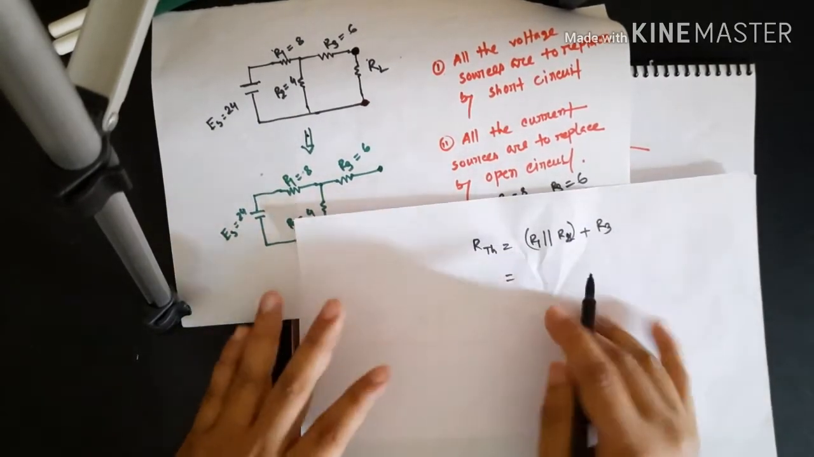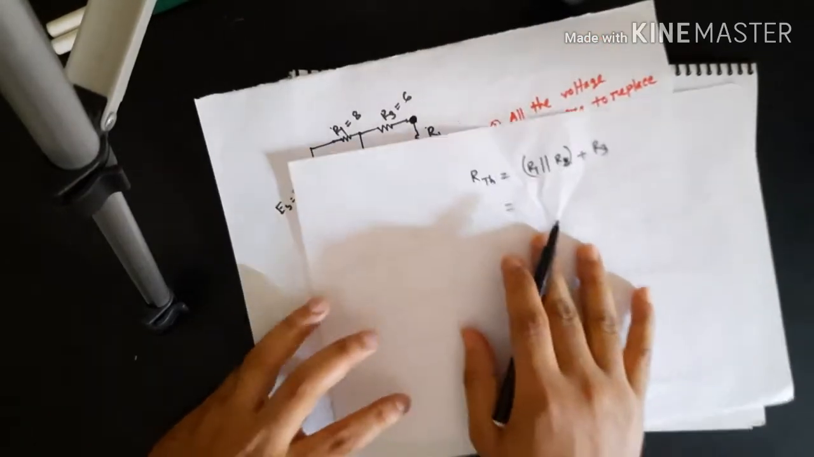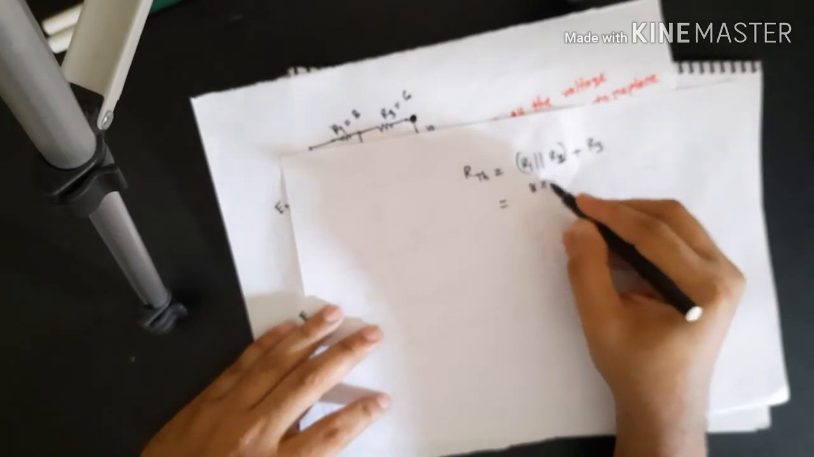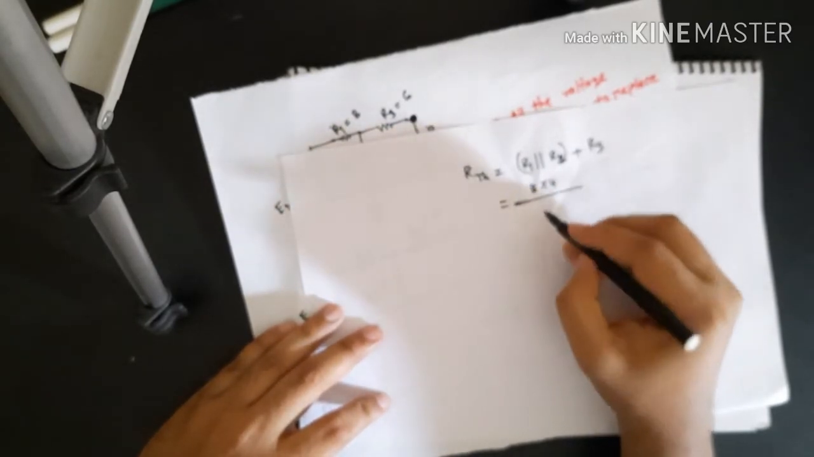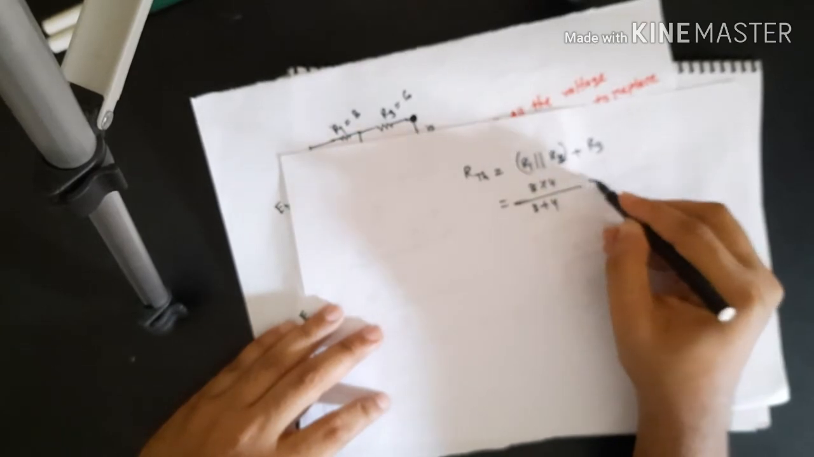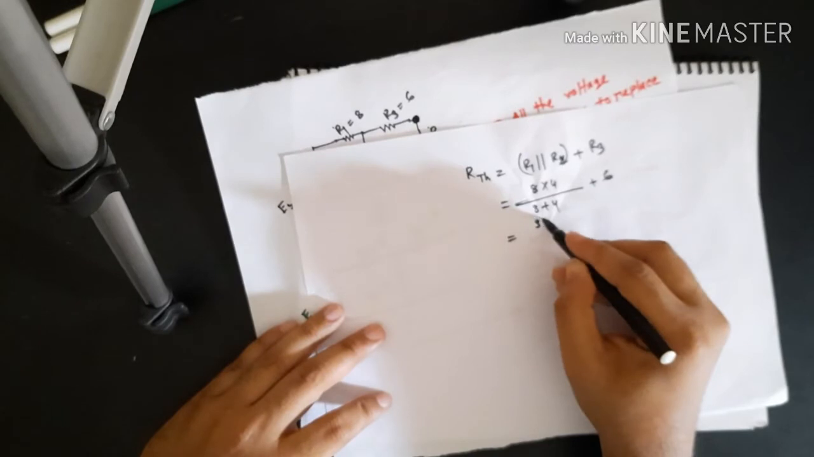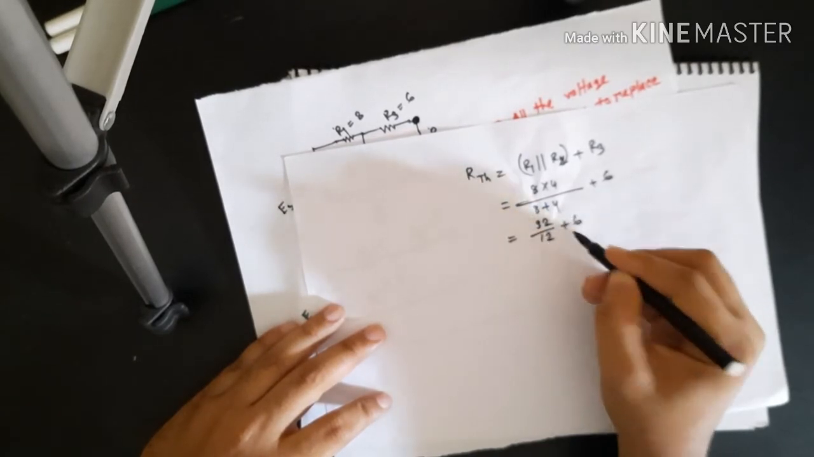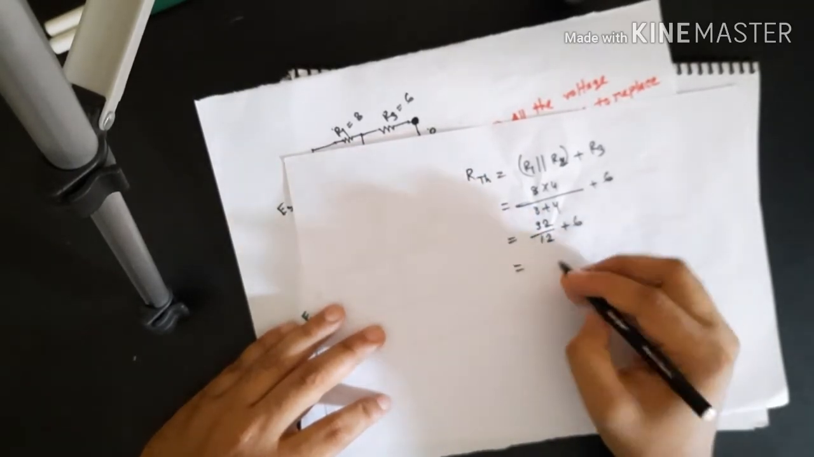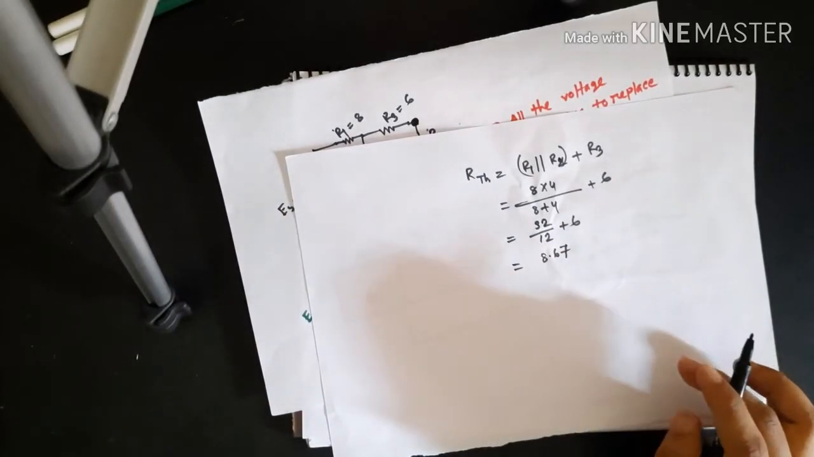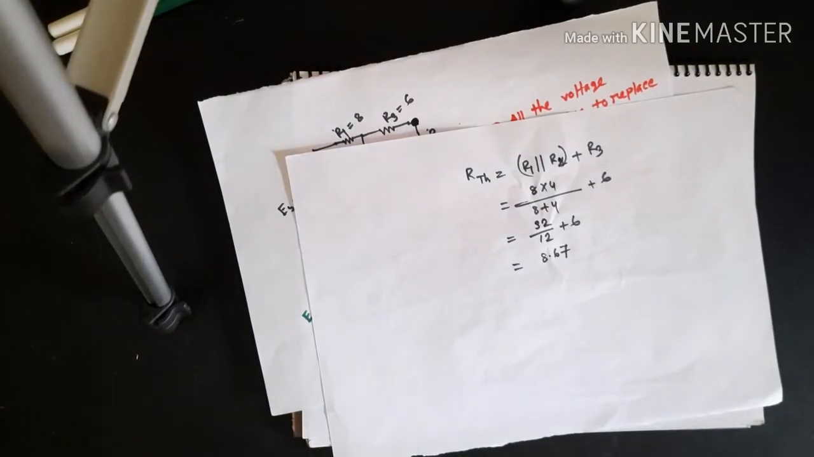So R1 parallel R2 is equal to 8 into 4 divided by 8 plus 4, plus R3 which is equal to 6. So it becomes 32 by 12 plus 6, which is equal to 2.67 plus 6 ohm, which is equal to 8.67 ohm. So our Thevenin equivalent resistance is 8.67 ohm.